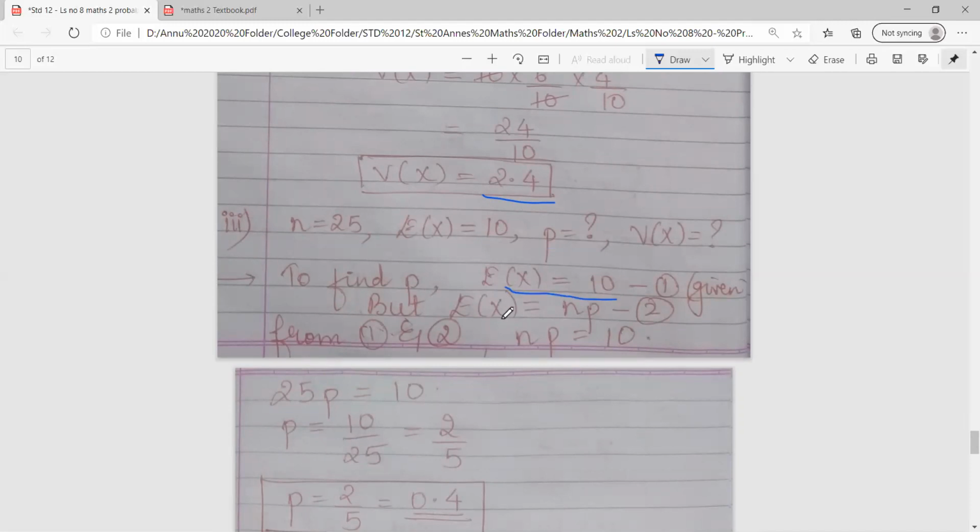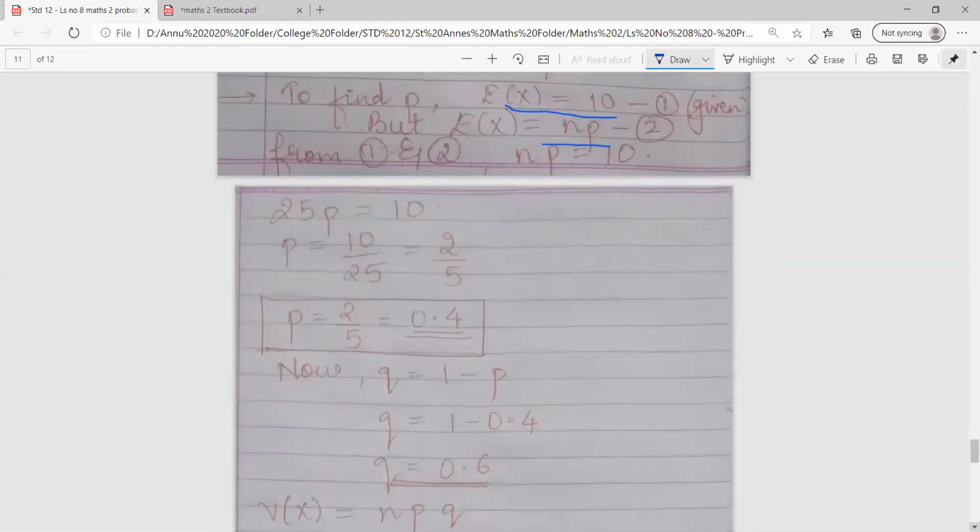But what is the formula for E of x? N into P, point number 2. So what is your conclusion from 1 and 2? NP is equal to 10. You know the value of N. So 25P equals 10. So P equals 2 by 5, which is 0.4.